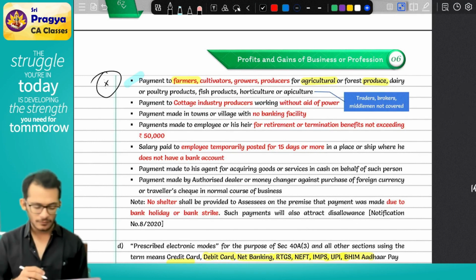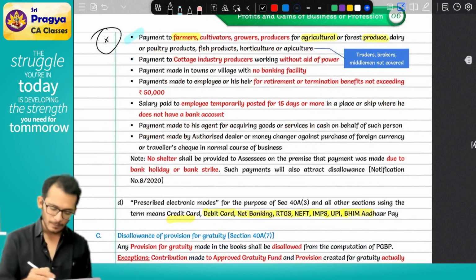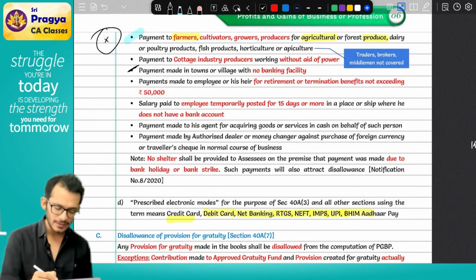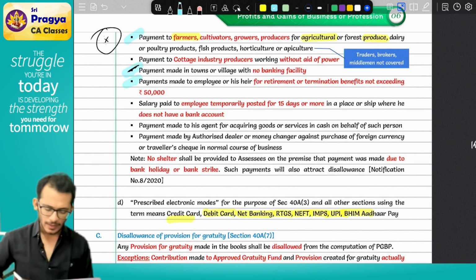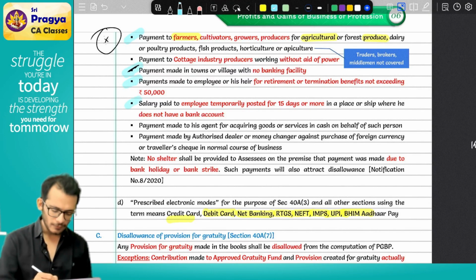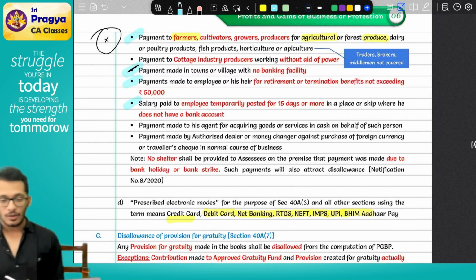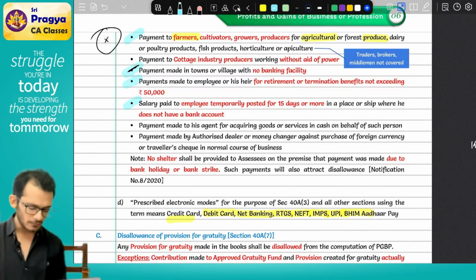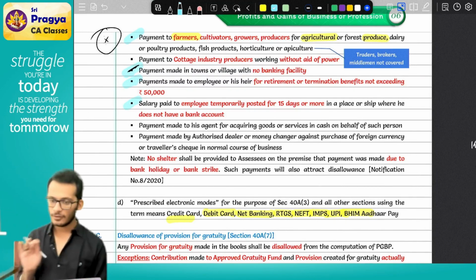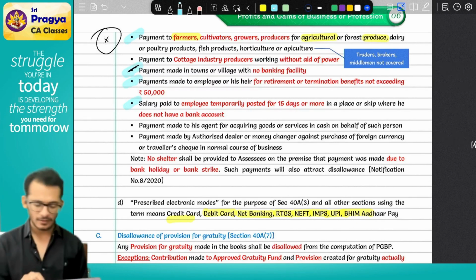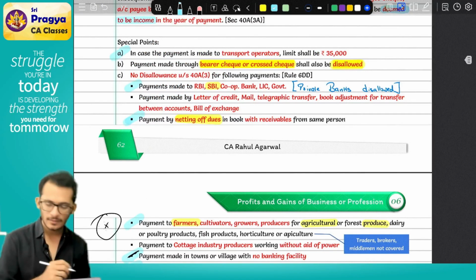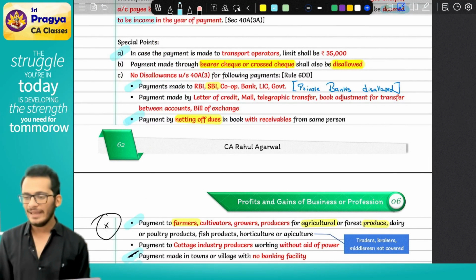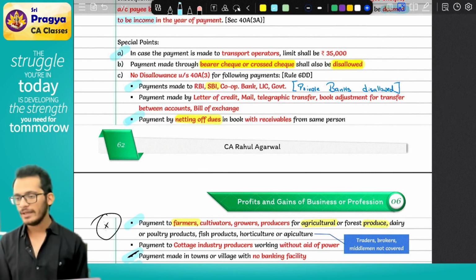Payment made to farmers. Next, payment made when there is no banking facility. Payment made to employees for either deputation or for retirement. All these items, if you read from exam, it is enough. Along with this 35,000, that is the most important thing. In exam, 99% transport operator keeps coming very often. So keep that also in mind.